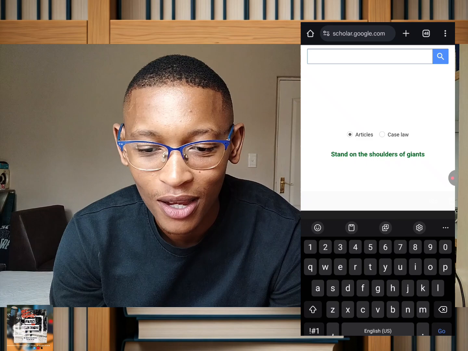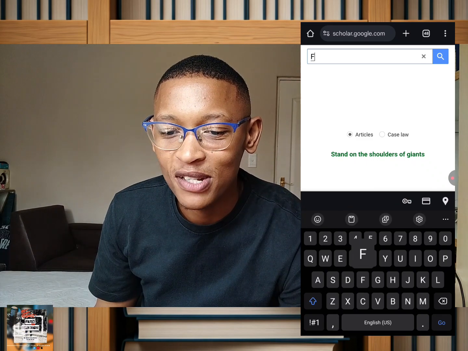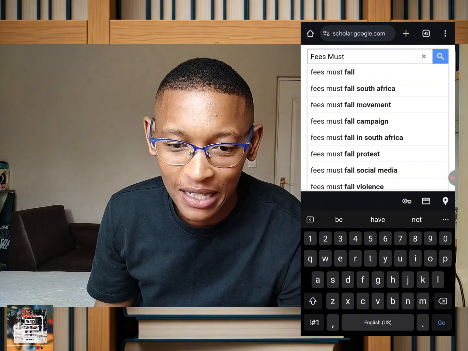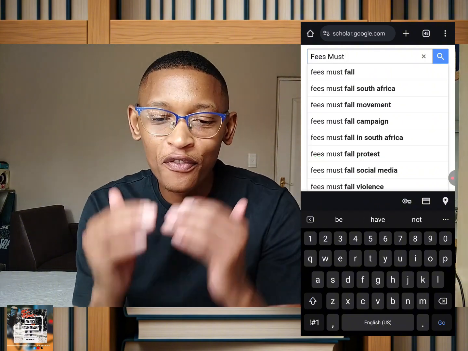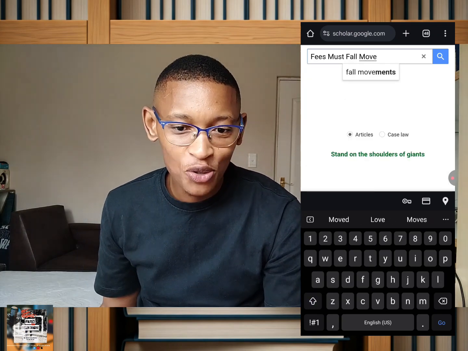Let's say, especially if you study political science and international relations, you would at one point or another need to understand the Fees Must Fall movement. So let's just type "Fees Must Fall movement" under Google Scholar. So you would have various articles that were written by different scholars, as you can see here.